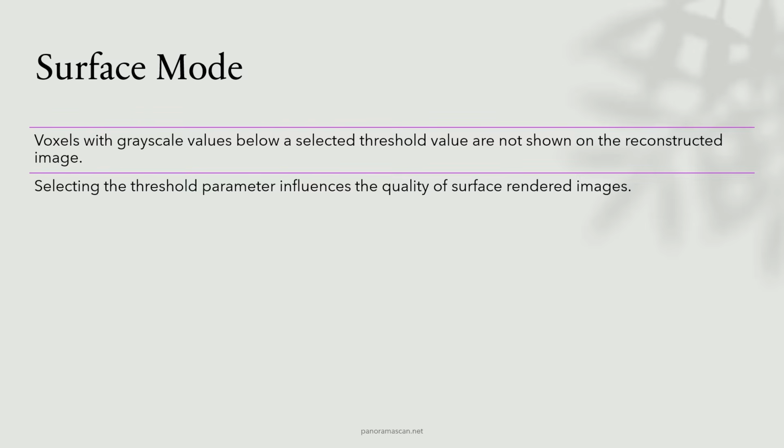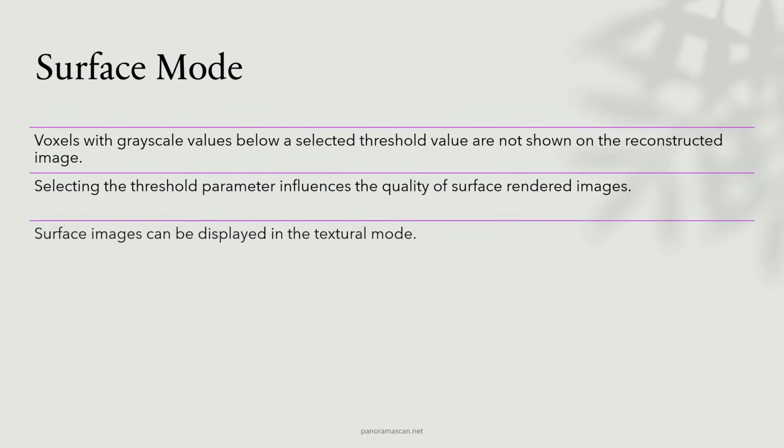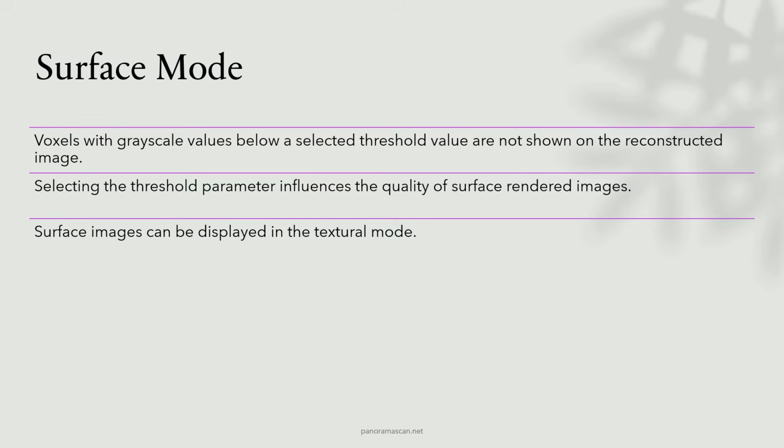Surface images can be displayed in the textural mode, which adds texture to the surface, providing more detailed representations of the anatomy. This mode can be smoothed, helping to create more realistic, continuous structures that appear natural on the screen. This is especially useful for visualizing soft tissues, where smooth transitions between surfaces are important.